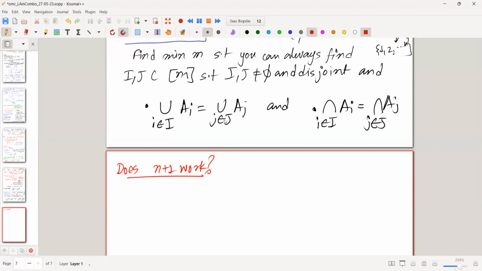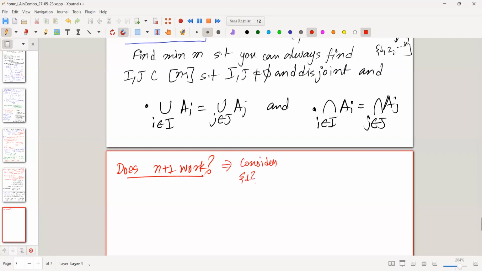So any ideas? Do you think n plus 1 will satisfy? My guess is no, and I'm thinking of a construction for which it fails. Okay, so I'll just mention the construction, not very hard to come up with.